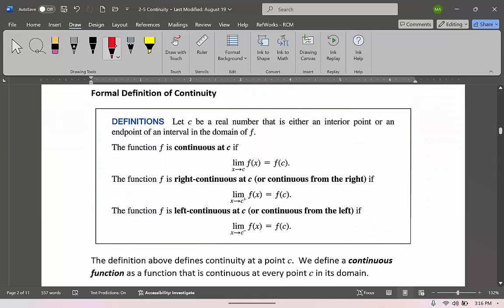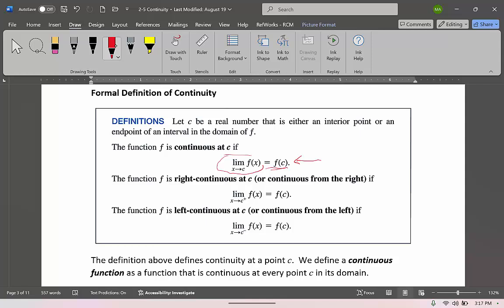Okay. So the formal definition of continuity says that if c is a real number that is either an interior point or an endpoint of an interval in the domain of f, then the function is continuous at c if the limit as x approaches c of f of x is equal to f of c. So notice that in this definition, there is the assumption that this limit actually exists, and it has to equal the function evaluated at c.